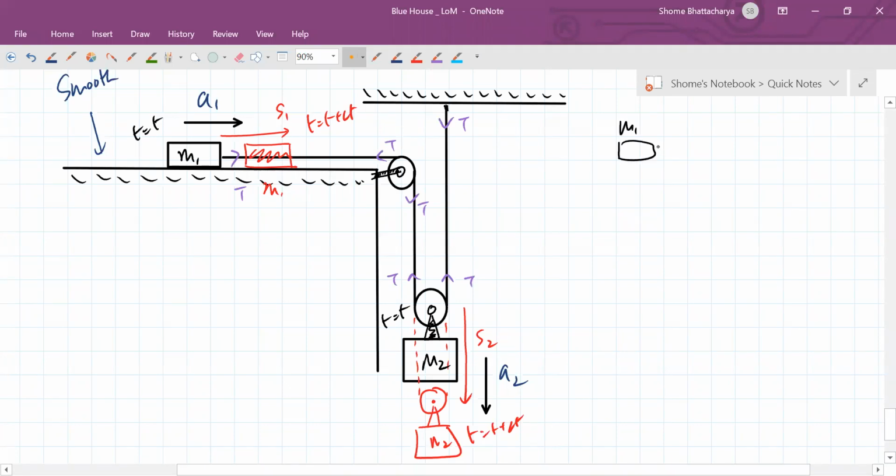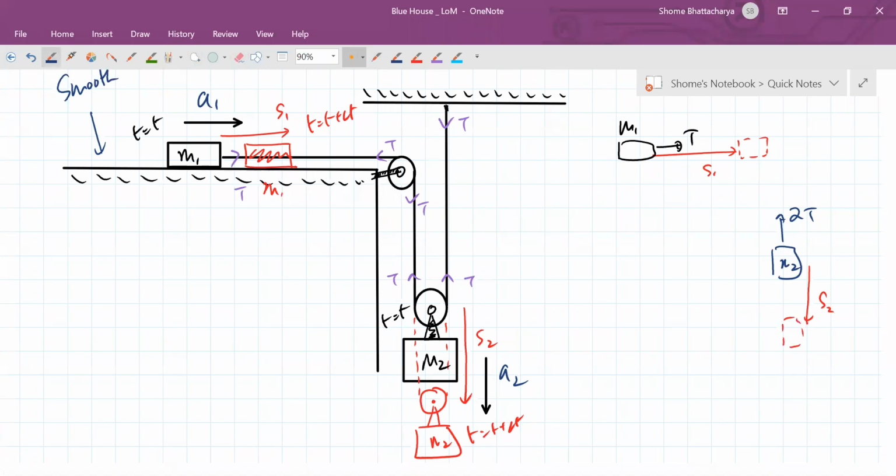So on M1, there's a tension T acting like this, and it makes a displacement of S1 to reach here. Whereas on the block M2, I'm not worried about other forces, I'm just talking about tension. So how much tension is acting? 2T, and it is making a downward displacement during that time and reaching here.